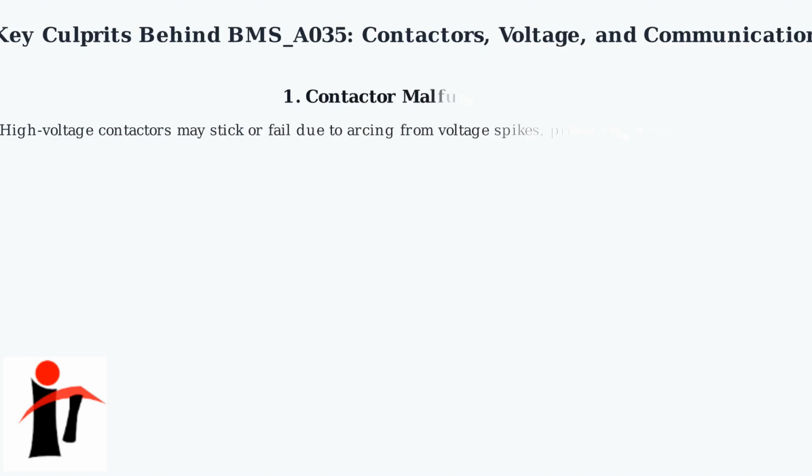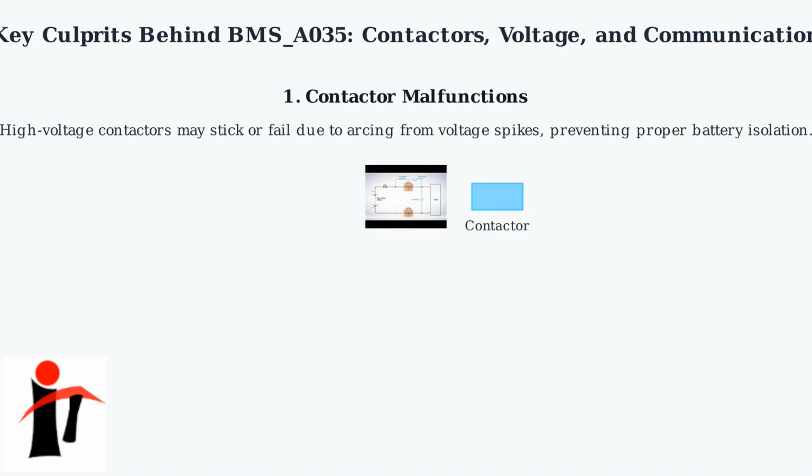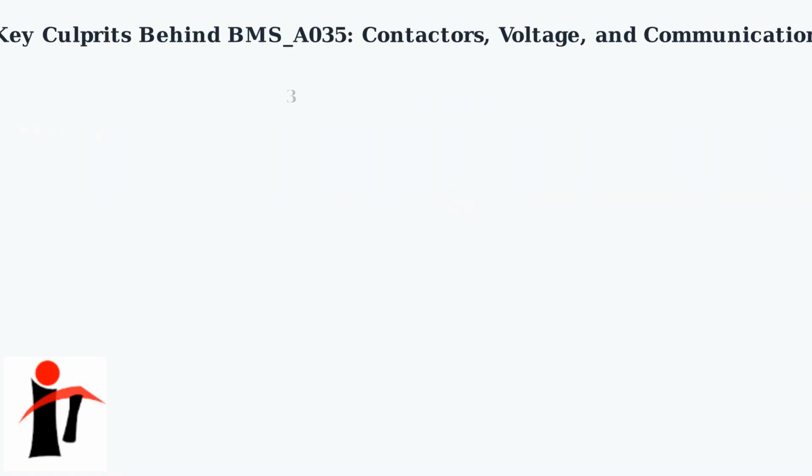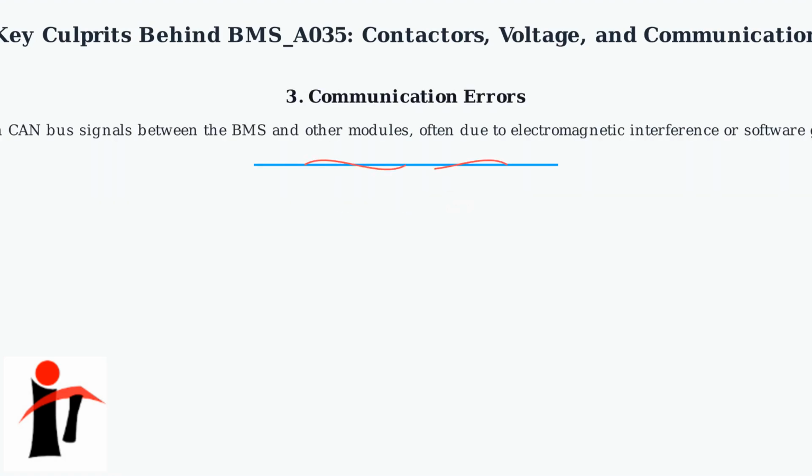The BMS A035 error typically arises from one of three core problems. First, high voltage contactors, which are relays that connect and disconnect the battery, may malfunction due to arcing or voltage spikes. Second, voltage imbalances within the battery cells, where one cell might drop below 3.0 volts, can trigger the code. Finally, communication errors within the car's network, such as the CAN bus, can occur due to electromagnetic interference or software glitches. Each requires specific diagnostic steps.